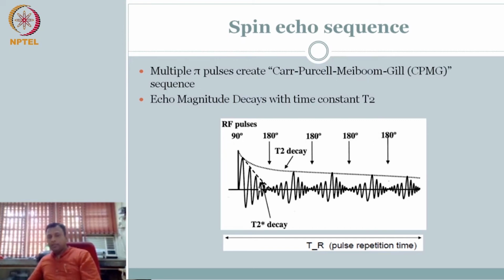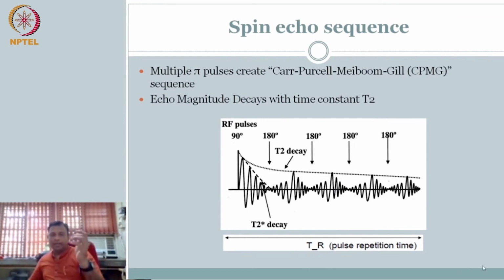But notice each time your signal is not going to come back to the original level. Each time the signal is going to be poorer based on your T2 decay. Remember, it is all decaying. You are flipping it left, right, 180 degrees. But then this is decaying and the MZ is trying to increase with its time constant T1, right? So this is your time to repeat, the pulse repetition time.